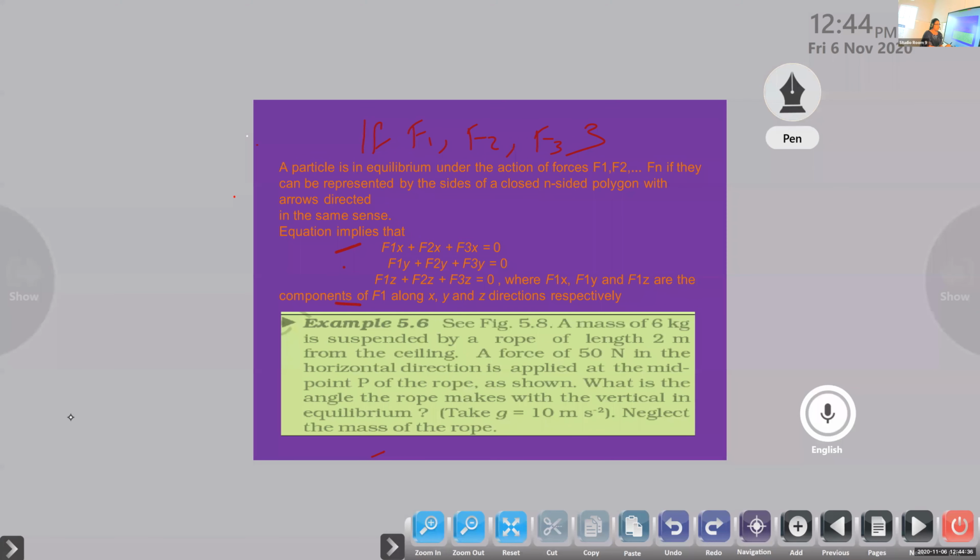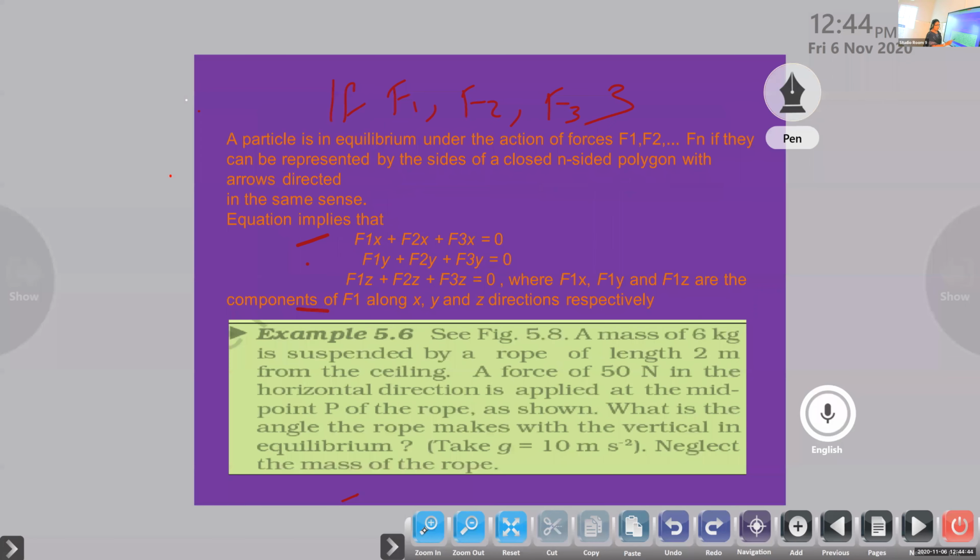Okay. So, those who completed, write down: a mass of 6 kg is suspended. It is on the board. If it is not clear, you can listen to me. A mass of 6 kg is suspended by a rope of length 2 meter from the ceiling.